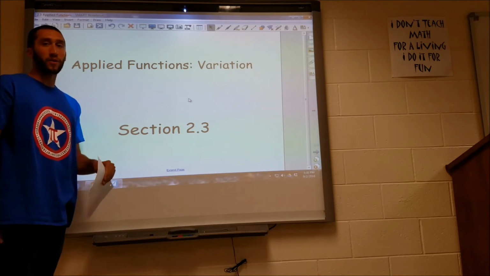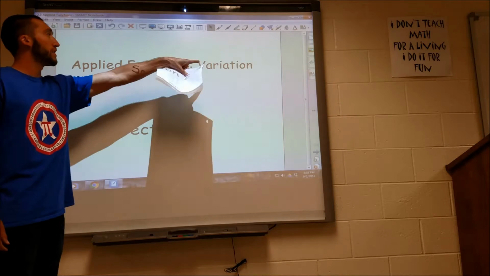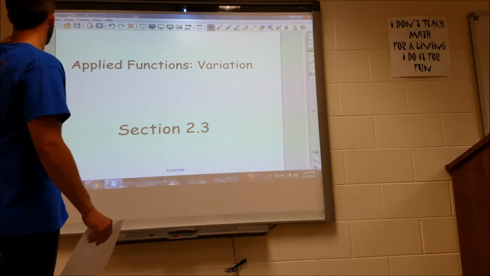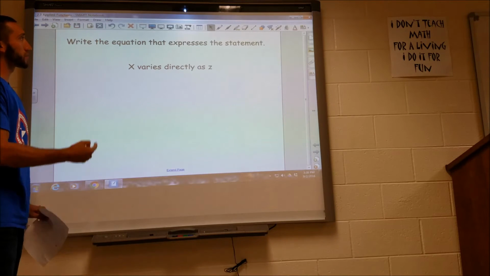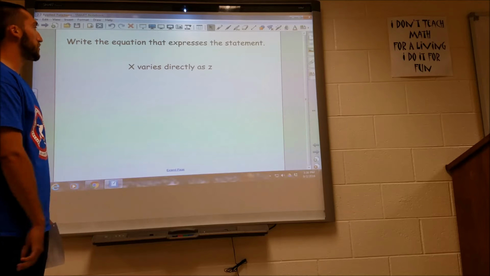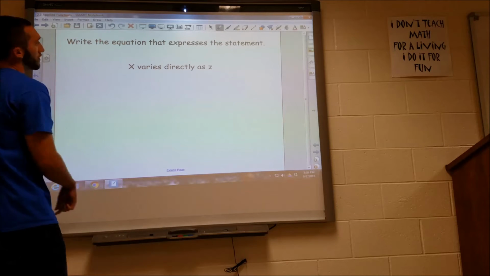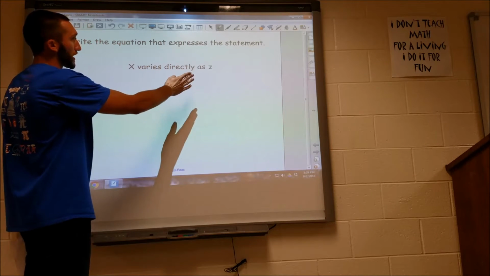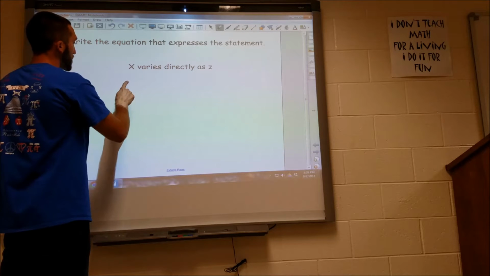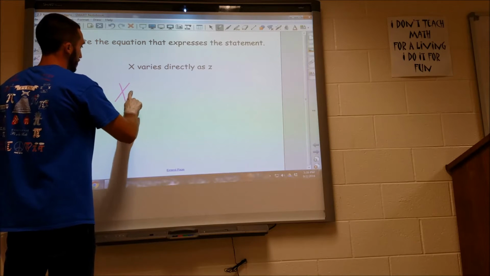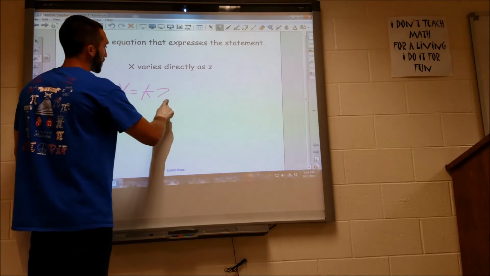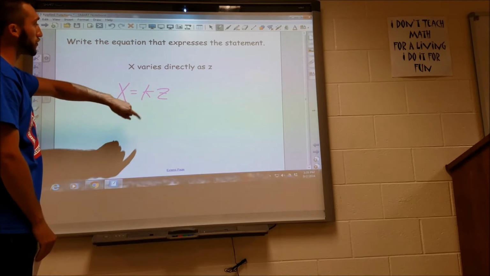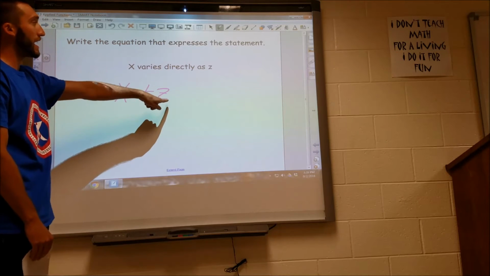Hello ladies and gents, today we're going to talk about applied functions, variations, section 2.3 in our book. First, they want us to write the expression that expresses the statement. So they give us the statement, x varies directly as z. So when x varies directly as z, that means we're going to come up with the equation x equals kz.